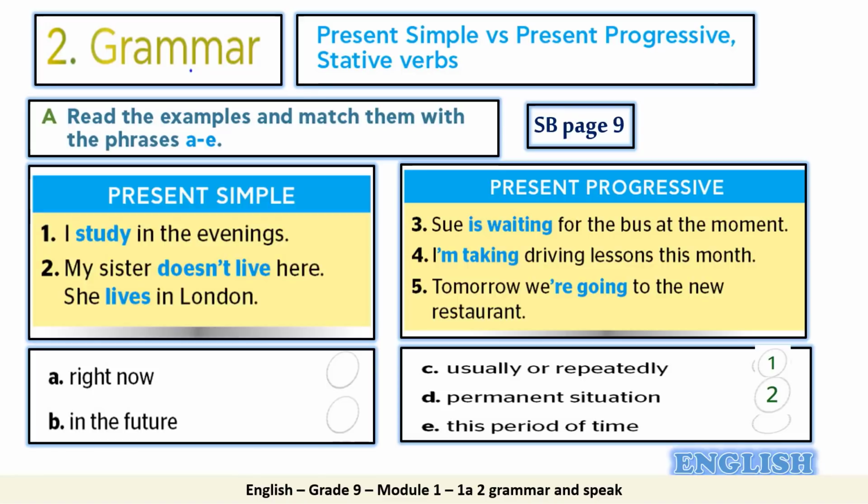Number 3. Sue is waiting for the bus at the moment. Is waiting at the moment. It means right now. Number 4. I'm taking driving lessons this month. It means this period of time. Number 5. Tomorrow we are going to the new restaurant. We are going, it means in the future.